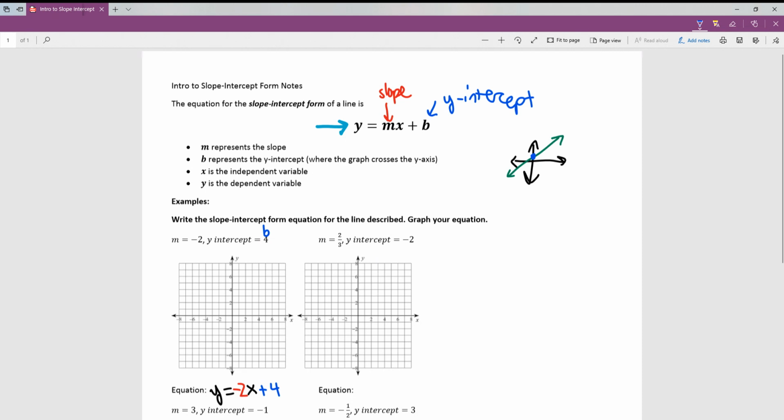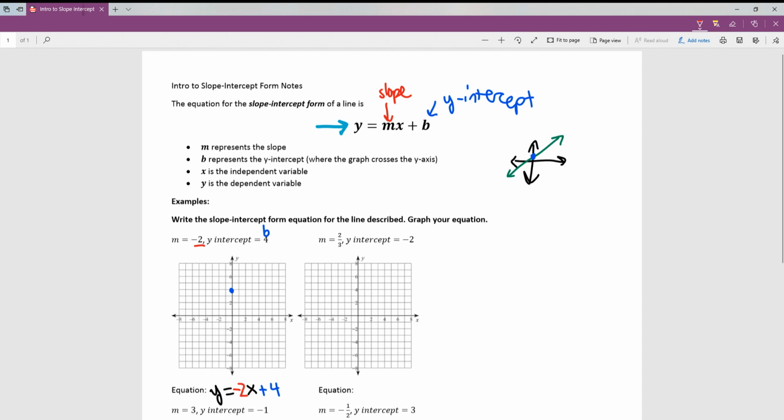To graph this, we start by actually using our y-intercept. +4 means it's going to cross the y-axis at +4. So I'm going to put a point there at (0, 4). From there, we use our slope to extend our line all the way across the graph. Anytime you're dealing with an integer number like 1, 2, -1, whatever, it's easier if we turn that into a fraction because we're used to the slope being rise over run.